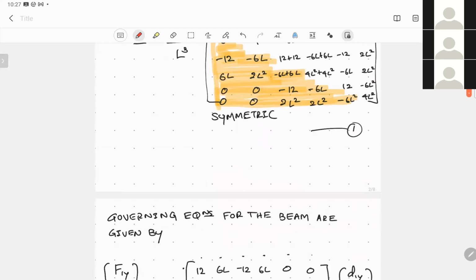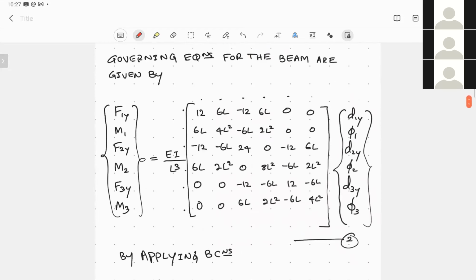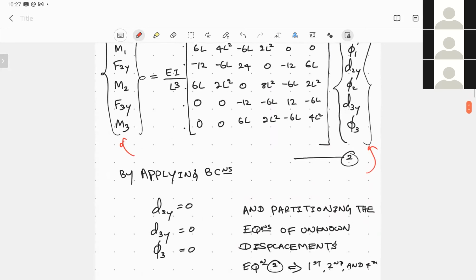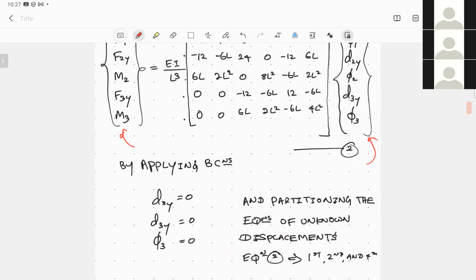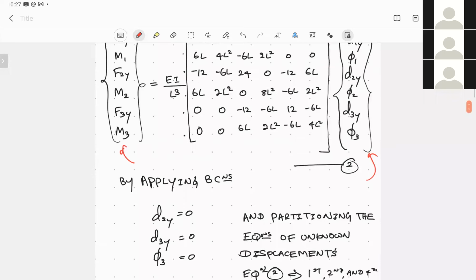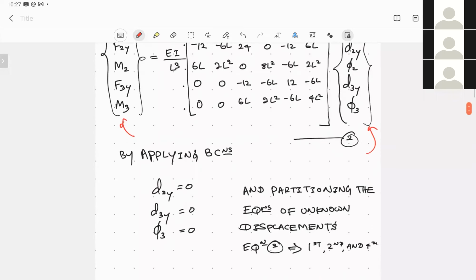Once you get the symmetric matrix, you need to relate it to the applied forces and of course the nodal degrees of freedom. So what are the boundary conditions that we need to apply? Here we know at node number 2, since it is propped or pin supported, there's no transverse displacement in the y direction. At node number 3, we know it's fixed, so the rotation as well as the transverse displacement are zero.